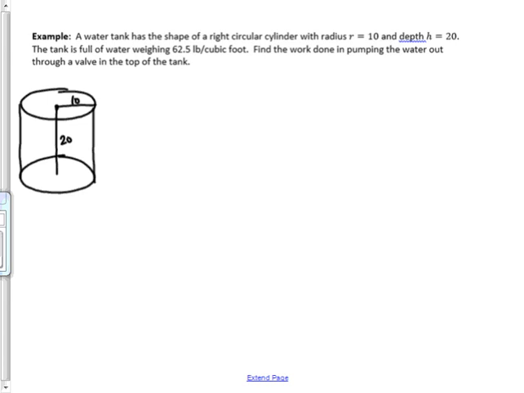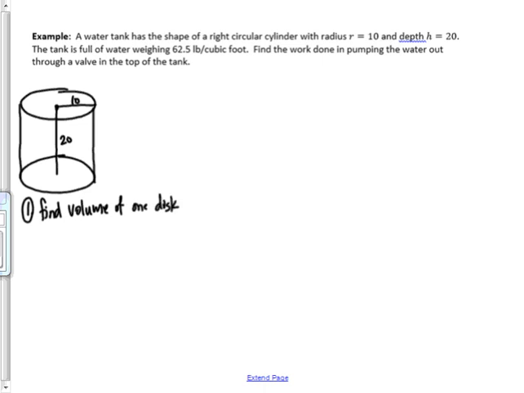Find the work done in pumping the water out through a valve at the top of the tank. So this tank is full of water, and I want to pump all the water out through the top. I'm going to label the steps of what you do. First, find the volume of one disc or one slice.